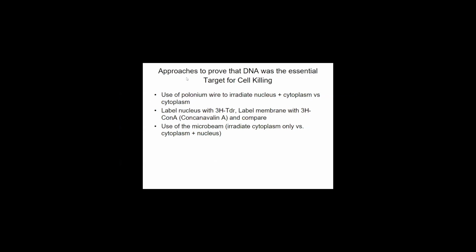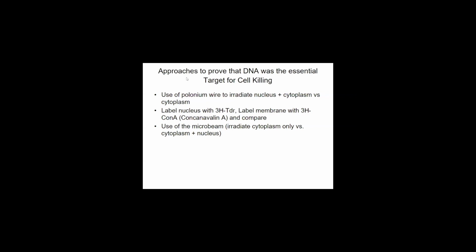We've done a lot on survival curves. We talked about the DNA being the most essential target, but we didn't talk about the proofs of it. There are several boards questions that ask, how do we know that nuclear DNA is the most important target for cell killing? There are 3, perhaps 4 experiments that have been done that address that specifically. Let me go through them.